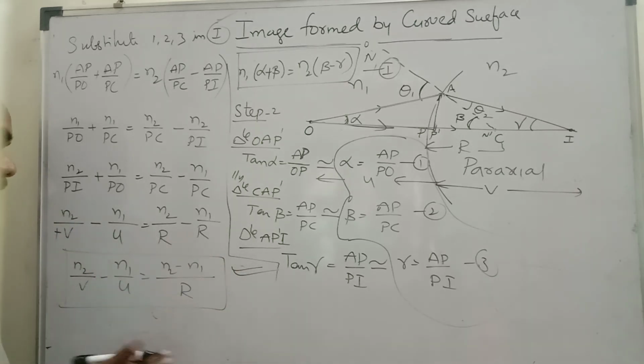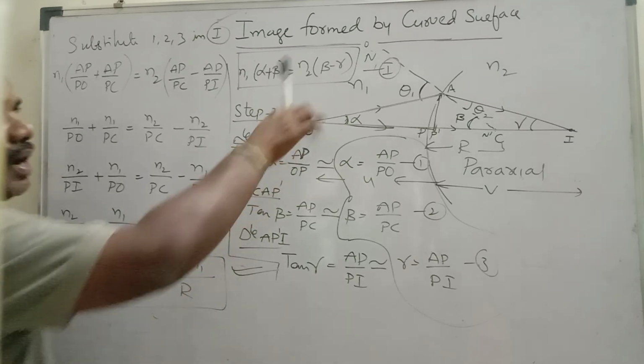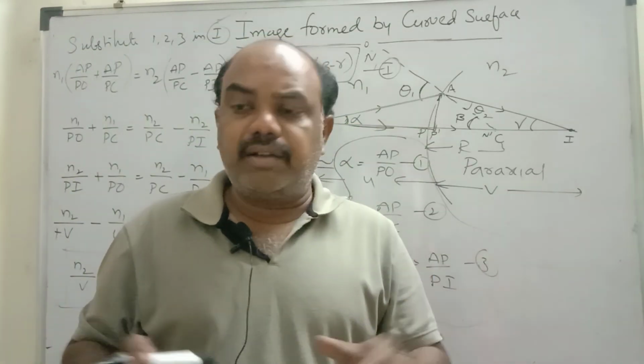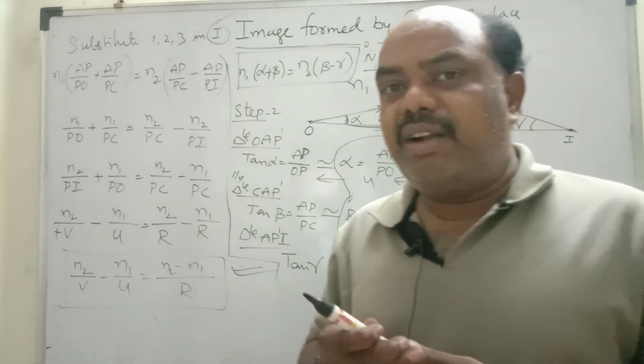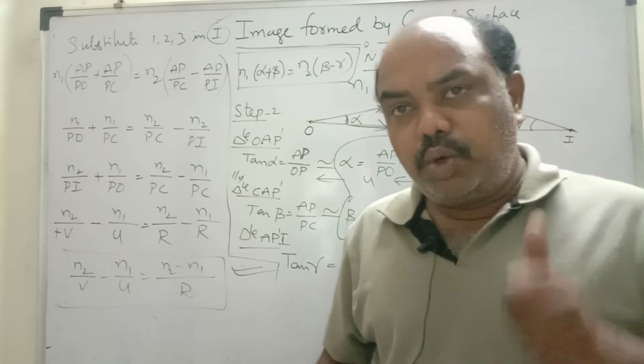Total sign convention you do before doing the problem. Why? Because it is a general formula. Image formed by curved surface, whatever the curved surface, the formula is n2 by v minus n1 by u is equal to n2 minus n1 by R. Very, very important formula. Practice 2 to 3 times.